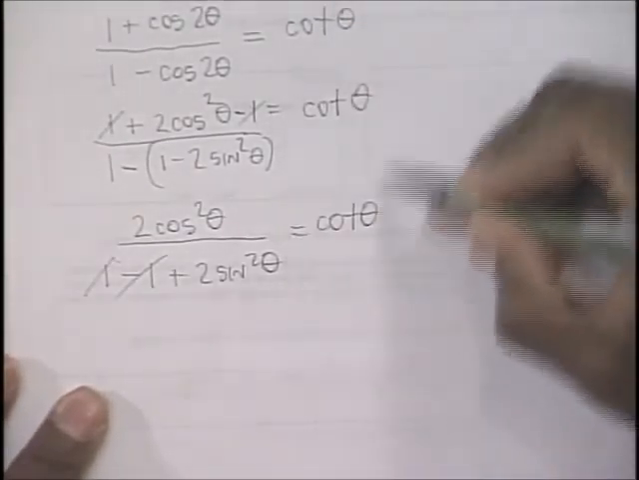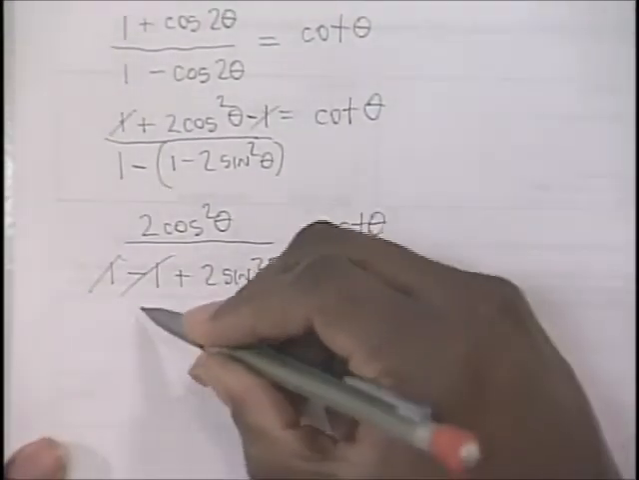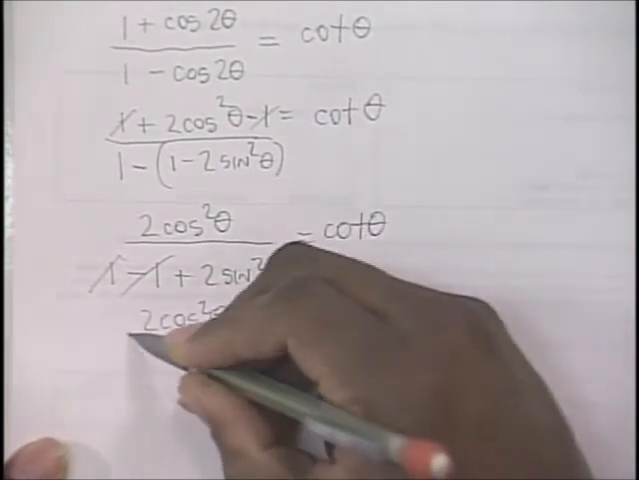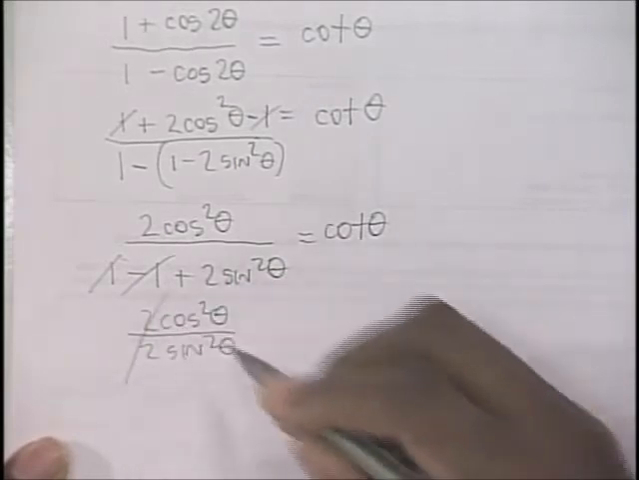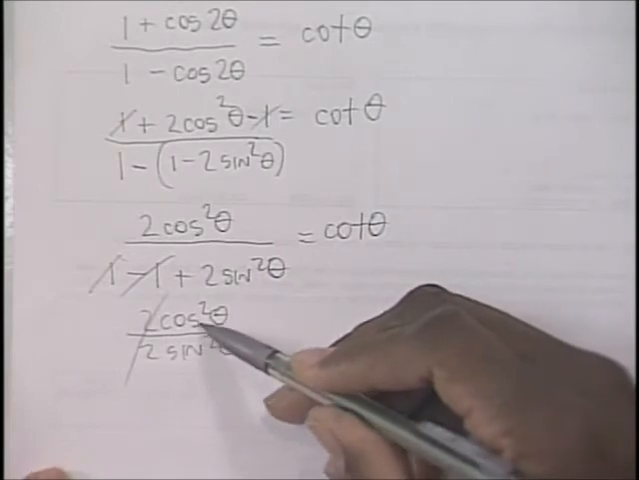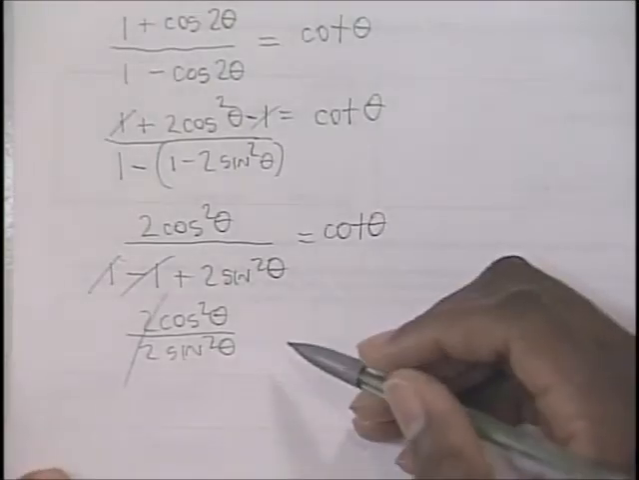I teach my students never to touch one of the sides. I'm not touching that side at all. So now we have 2 cosine squared theta over 2 sine squared theta. The 2's cancel. You're left with cosine squared over sine squared.